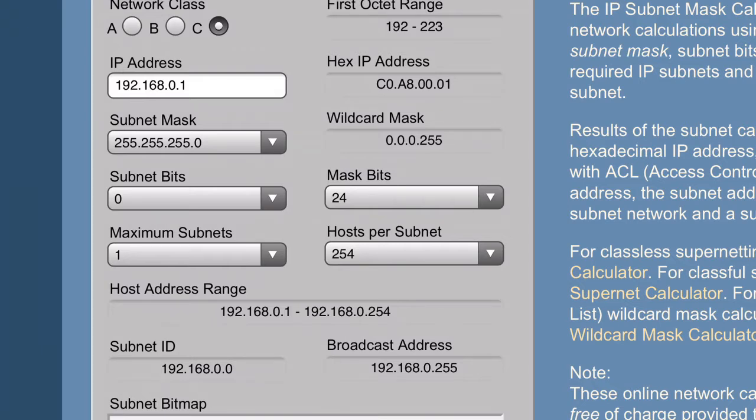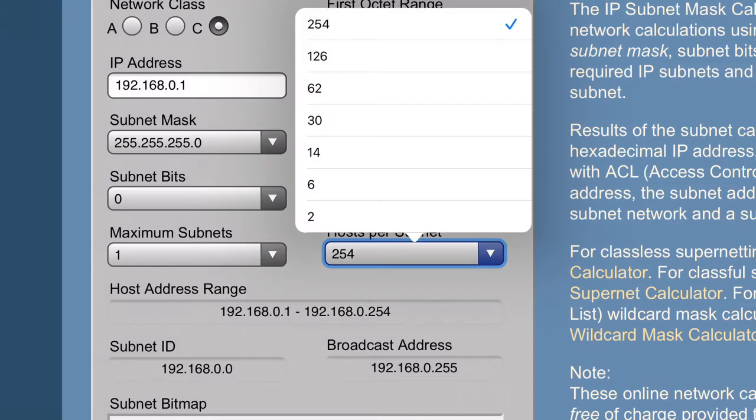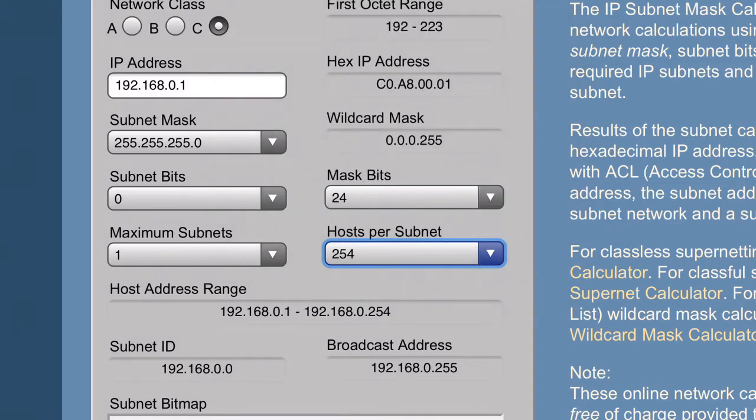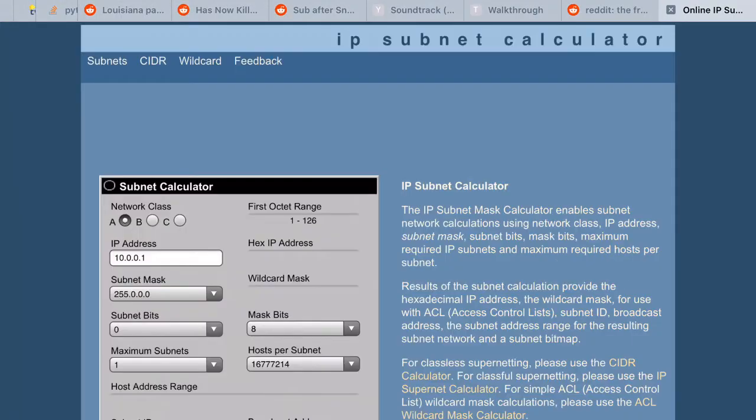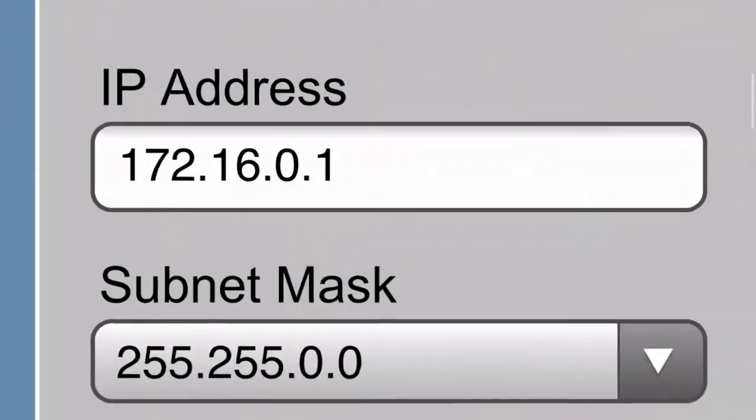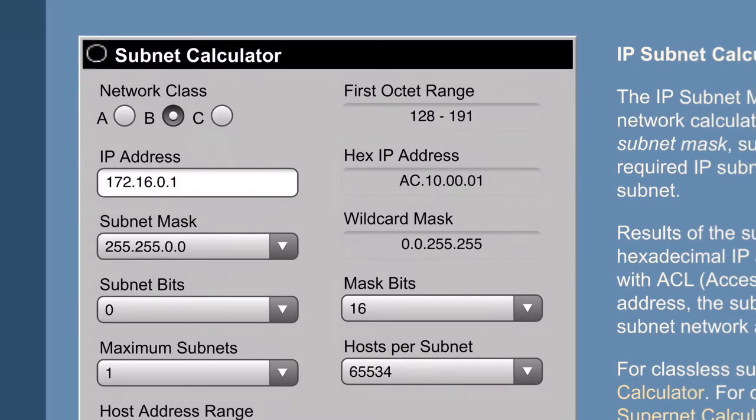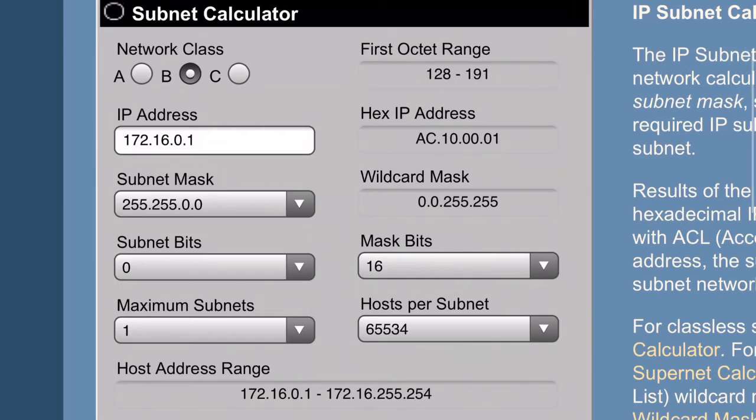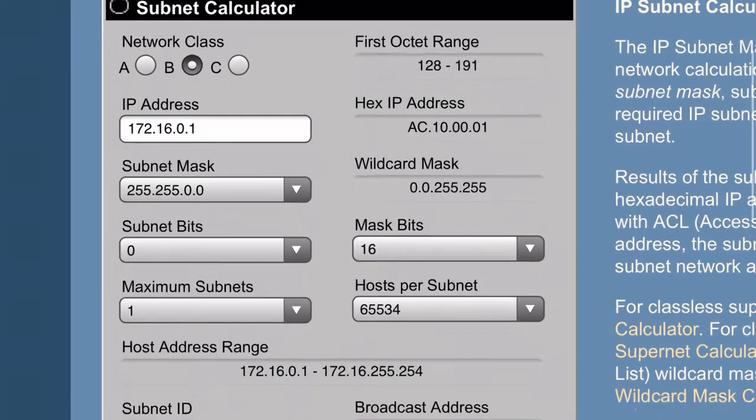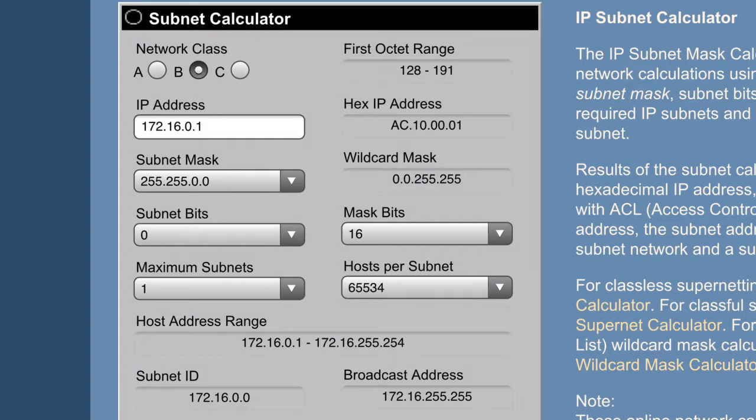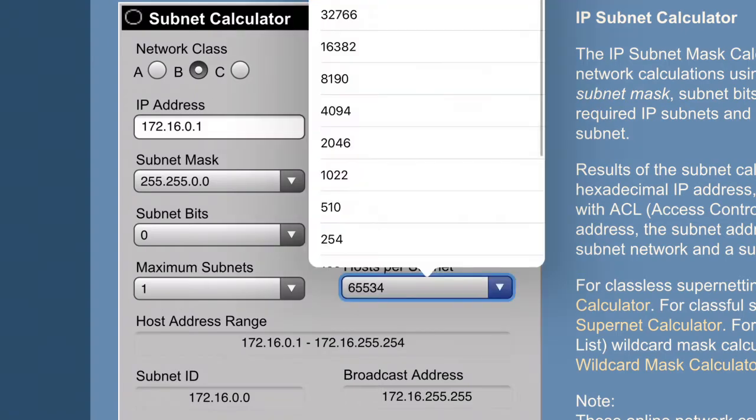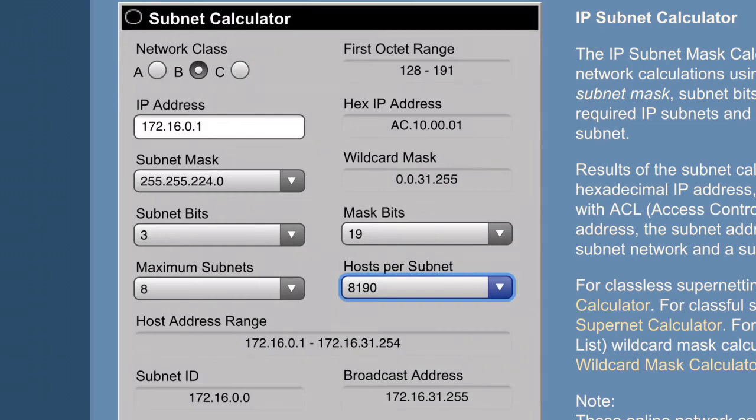So let's say we want to have, same as before, 8,000 hosts. So we need to switch it over to at least a Class B network, which you can see has changed the address here, which gets into the address classes, but that's sort of a different thing altogether. But you can see here it has the hosts per subnet. We click on that, and we have 8190 is the closest that we can get to the amount of hosts that we need for our network.